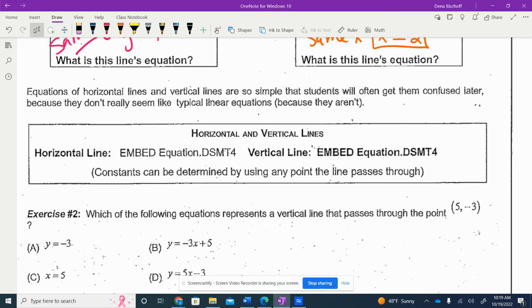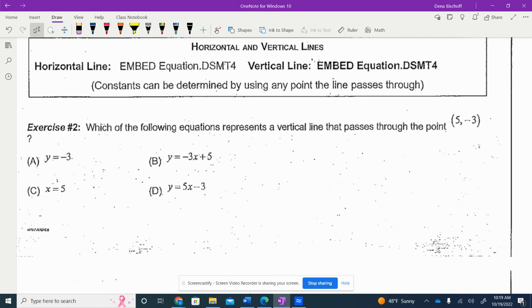Equations of horizontal lines and vertical lines are so simple that people often get confused. I'd say that they're the most commonly missed questions. So which of the following equations represent a vertical line that passes through the point 5, negative 3?